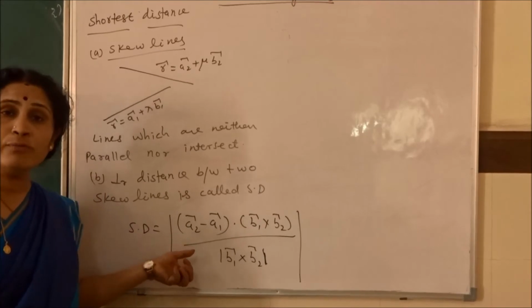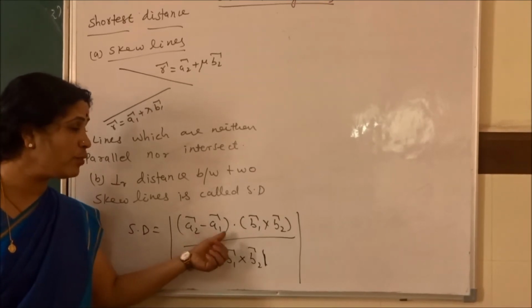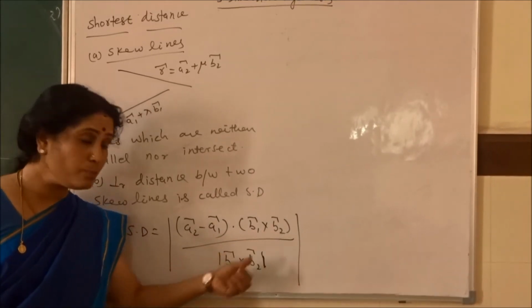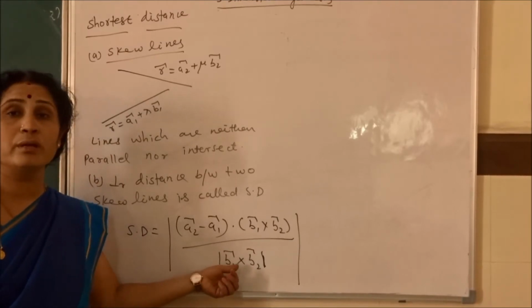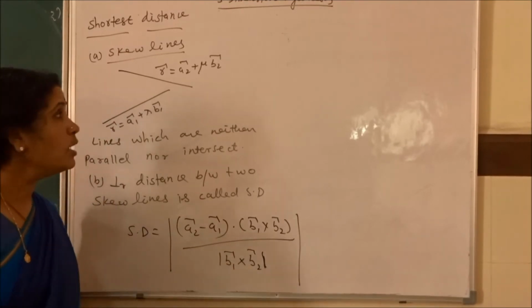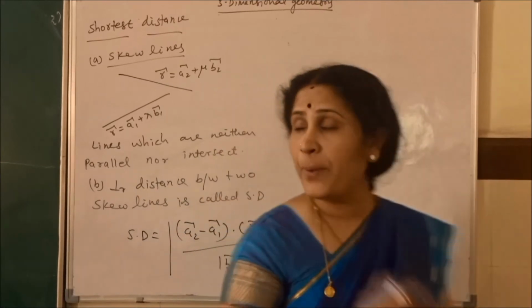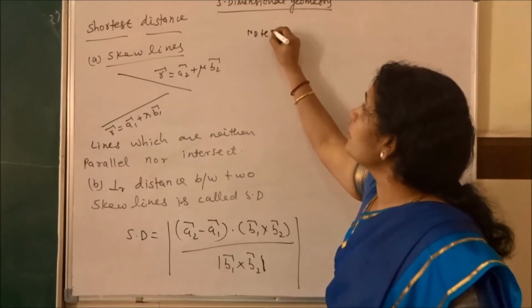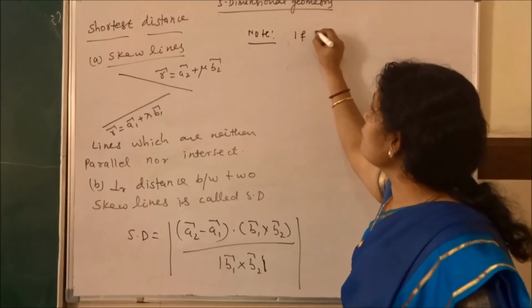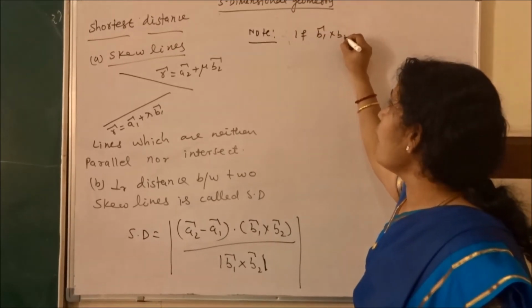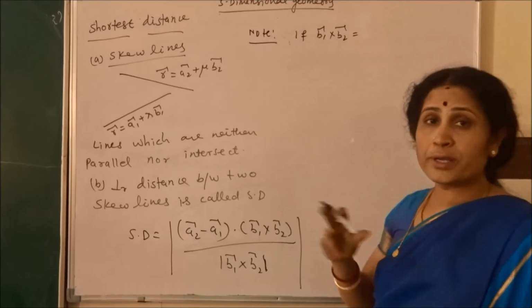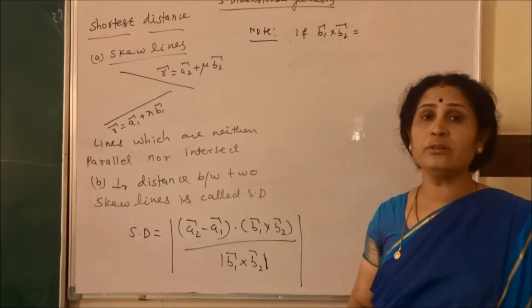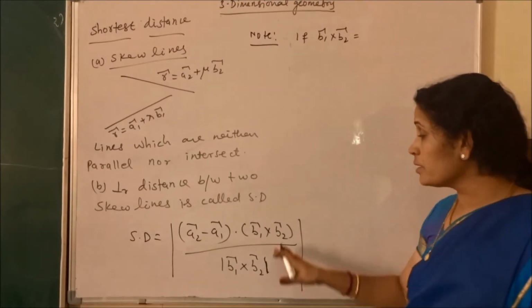So what is the formula for SD? (A2 vector minus A1 vector) dot (B1 vector cross B2 vector) upon the magnitude of B1 cross B2. Clear to you? Now I am giving one most important note here. Suppose you are finding B1 cross B2; you already know how to find the cross product, I taught it in vectors.